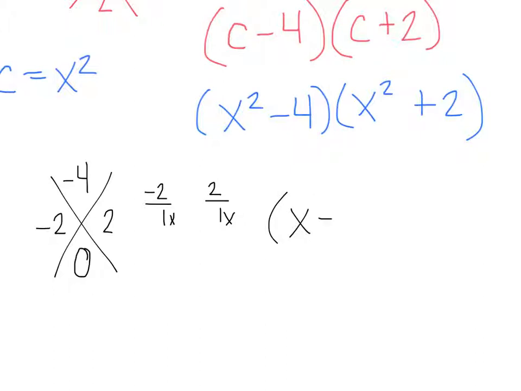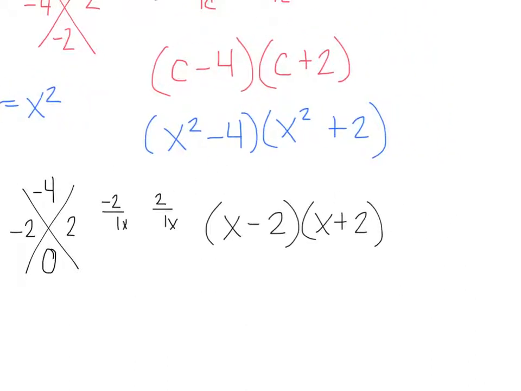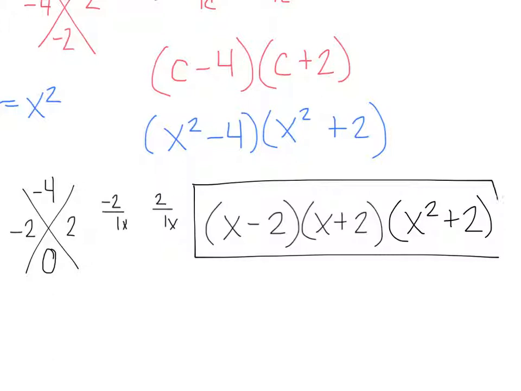It's then x minus 2, x plus 2, and then the x squared plus 2. Don't they cancel out? No. I mean, you could write those in any order, but I was just keeping track of it. And that is fully factored.